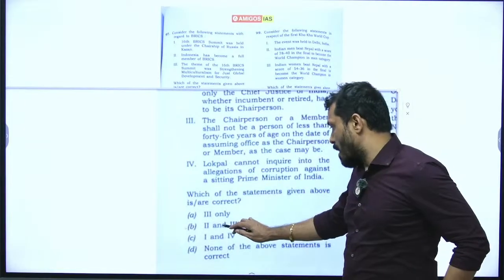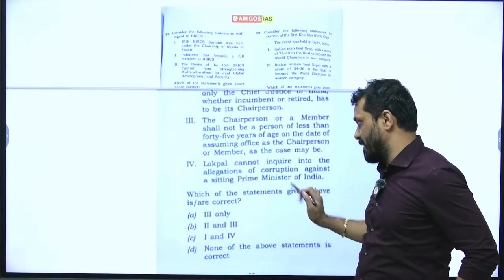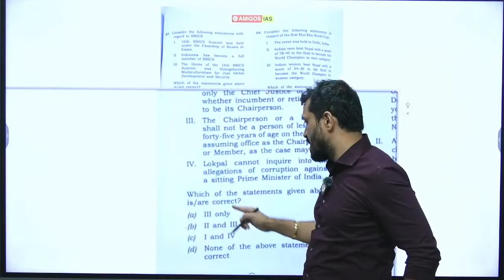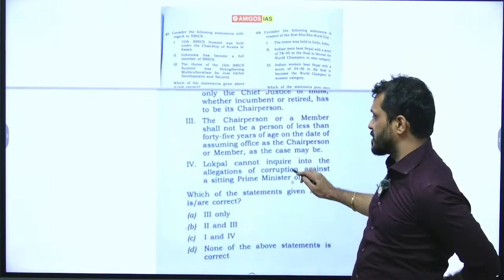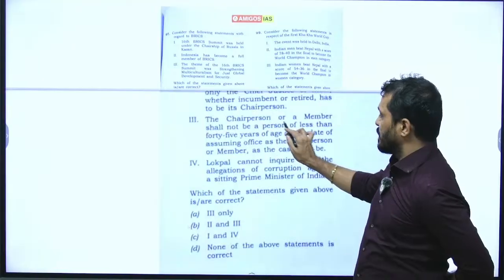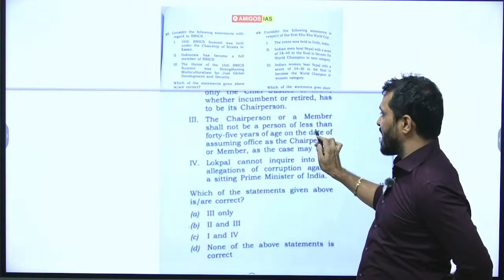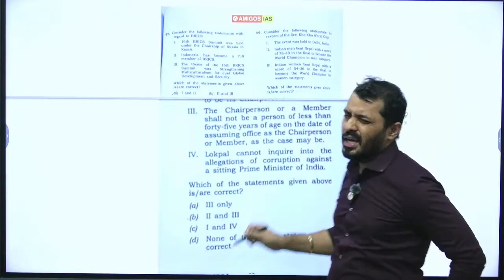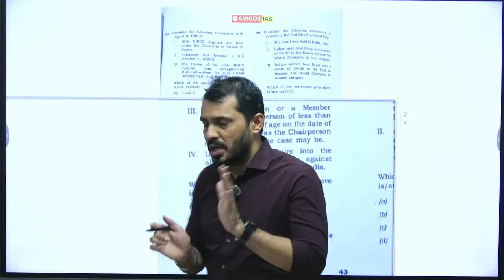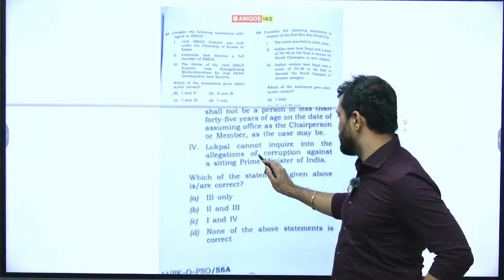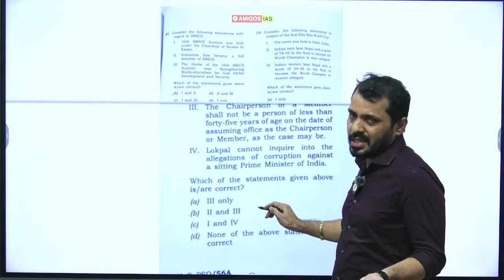So option B and option C we can eliminate. Which one is correct means either it must be A, or none of the above statements are correct. Third one: the chairperson shall not be a person of less than 45 years of age. The minimum age is nowhere mentioned. So this is also not correct. Then none of the above statements are correct.